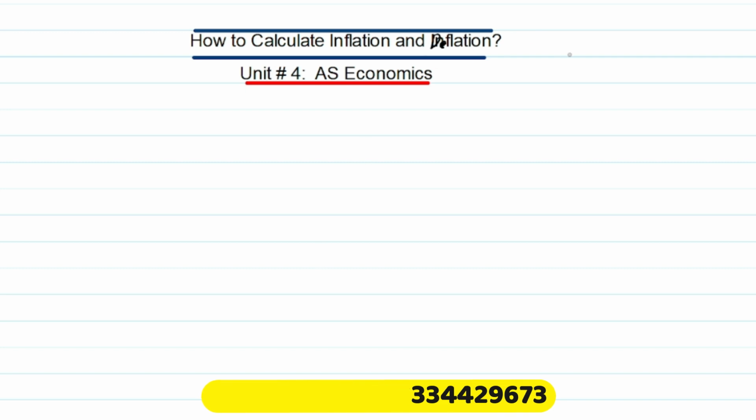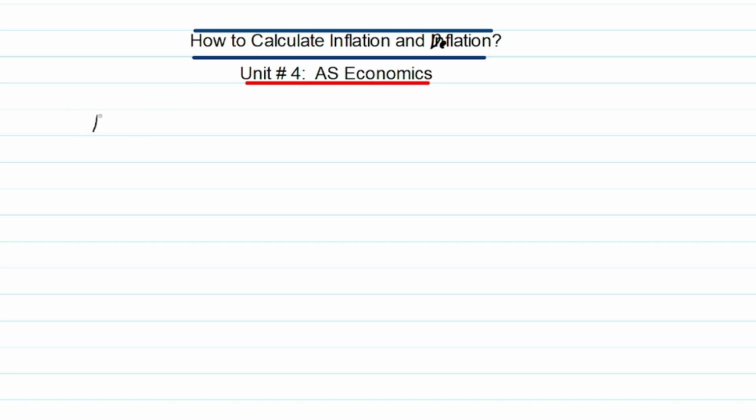However, if the result of calculation is negative, that will be deflation, because inflation is the rise in general price level over time, while deflation is the fall in general price level over time. If price level increases, that will result in a positive rate of inflation. If price level decreases, it will lead to a negative rate of inflation, right? So let's move on to the practical example.